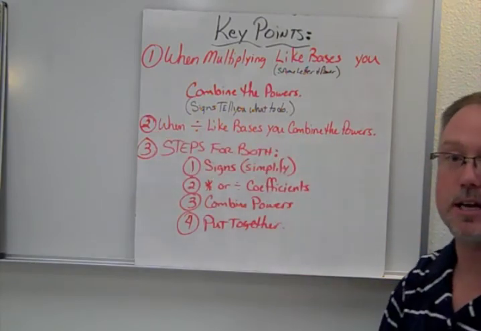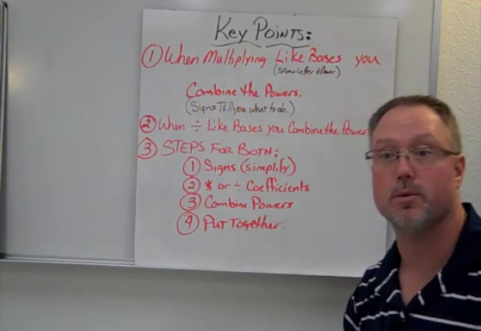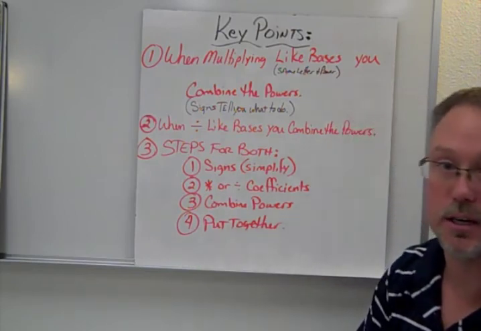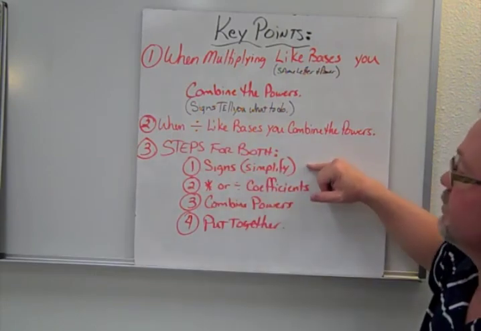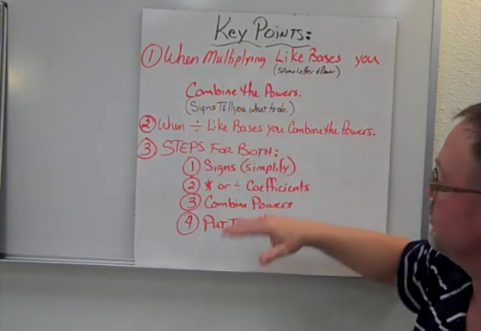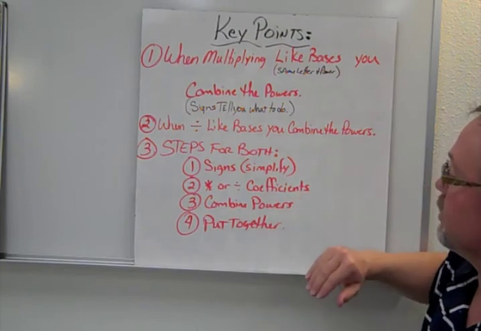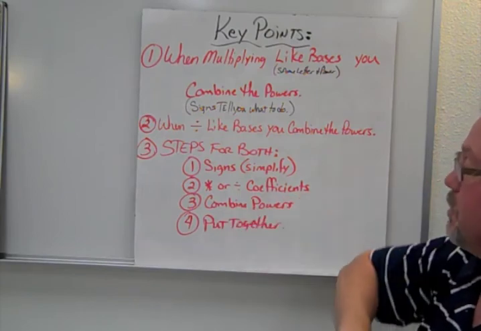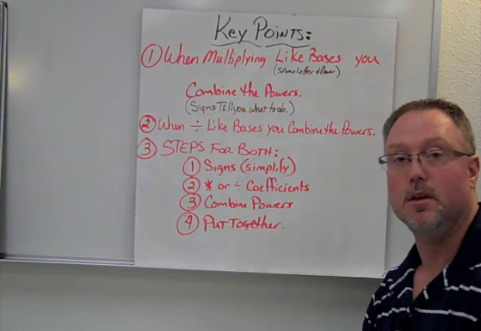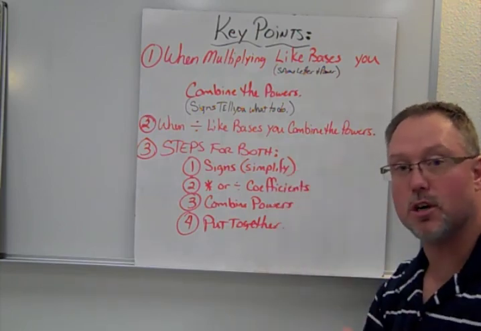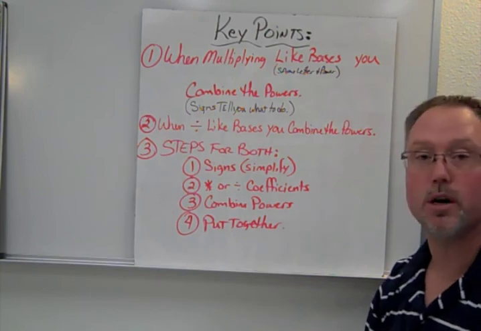So again, in this case, you're going to be subtracting your powers, so we may have to simplify some signs if we get into negatives. So steps for both: take care of your signs first if you have it in front with a coefficient. Multiply or divide the coefficients, combine your powers, and then just put it all together as one problem. So take your time, do these in chunks, and things will work out pretty well for this.